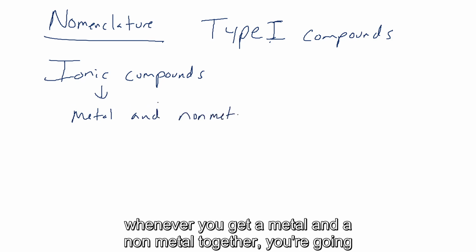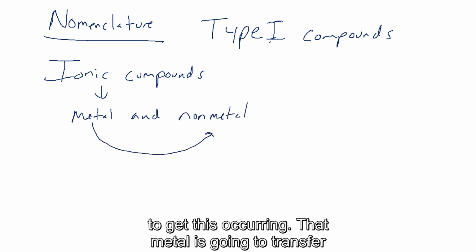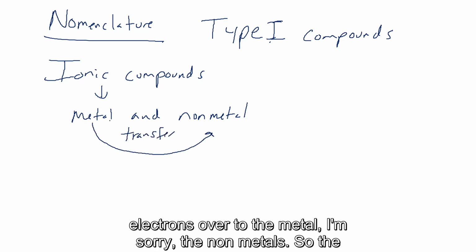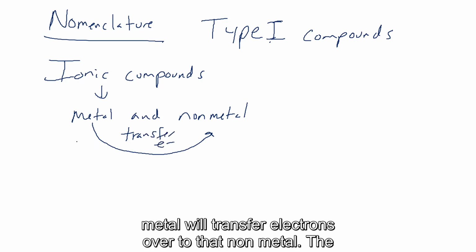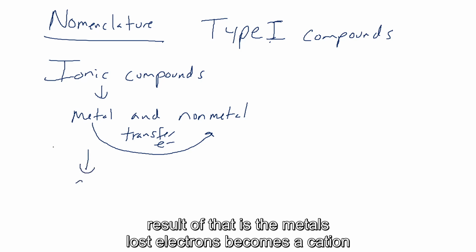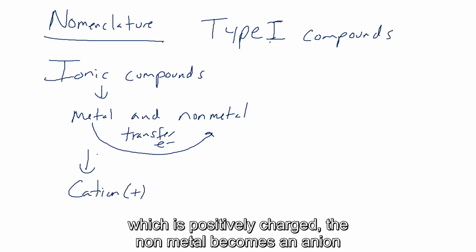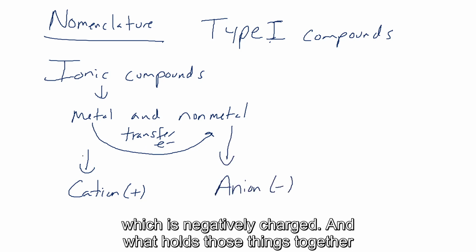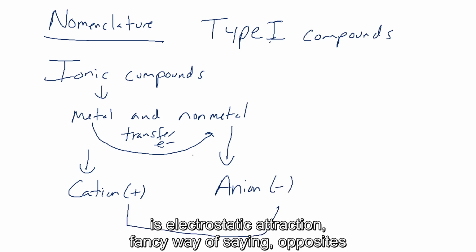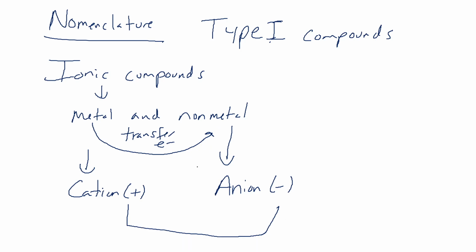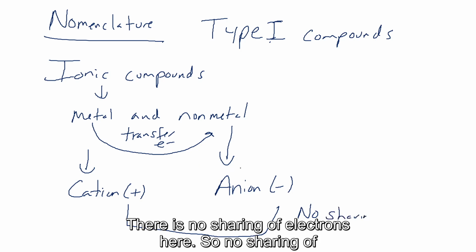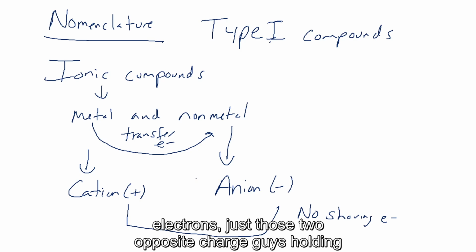And whenever you get a metal and a non-metal together, you're going to get this occurring. That metal is going to transfer electrons over to the, I'm sorry, the non-metal. So the metal will transfer electrons over to that non-metal. The result of that is the metal's lost electrons becomes a cation, which is positively charged. The non-metal becomes an anion, which is negatively charged. And what holds those things together is electrostatic attraction. Fancy way of saying opposites attract. The positive charge is attracted to negative charge. There is no sharing of electrons here. So no sharing of electrons, just those two opposite charge guys holding that together.